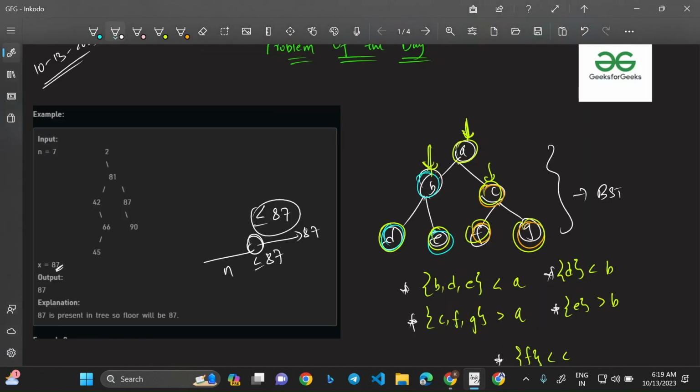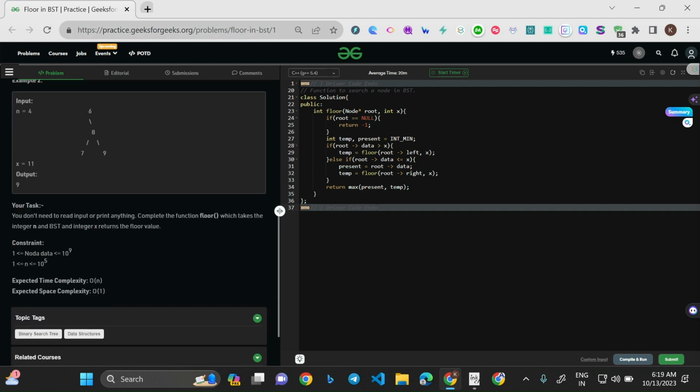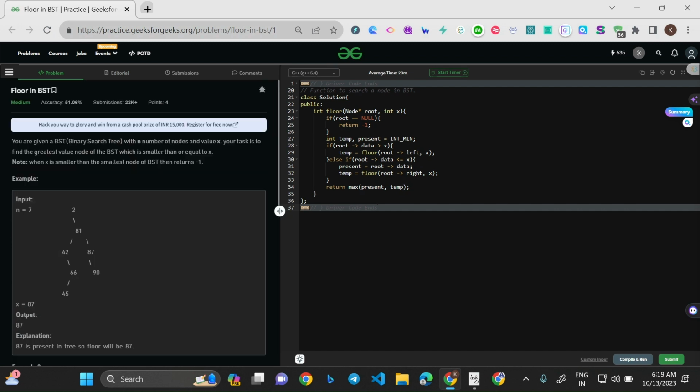So if the target is 87, then my answers could be from the data set starting from 1. So node data can go from 1.